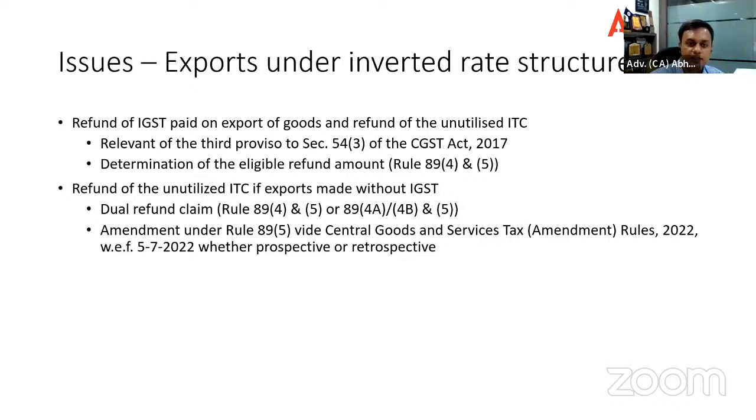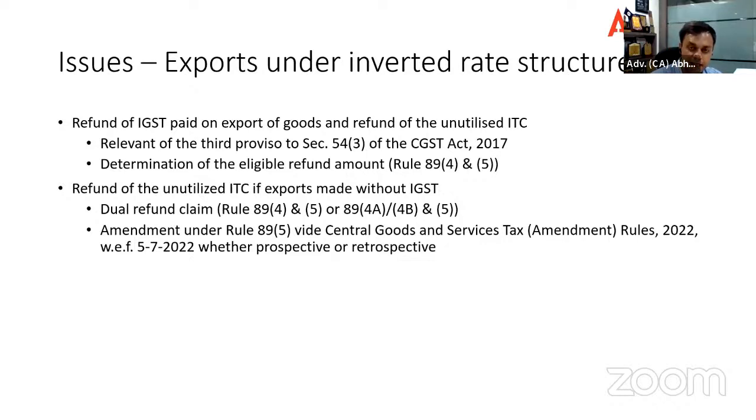Another issue that one has to consider is the amendment in Rule 89(5). The inverted rate formula, the eligible refund quantification under the inverted rate structure, the formula has undergone a change. Whether the change is prospective or retrospective is an issue. This only concerns the past period, that is the period prior to July 22.